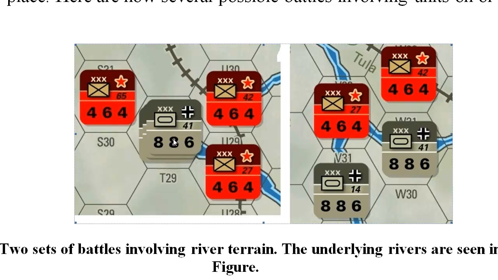Finally, we have a Russian unit here on a river end square. It's attacking a German unit that is not on a river square of the same river. It's on a river square of a different river. The outcome depends on where this river end points.